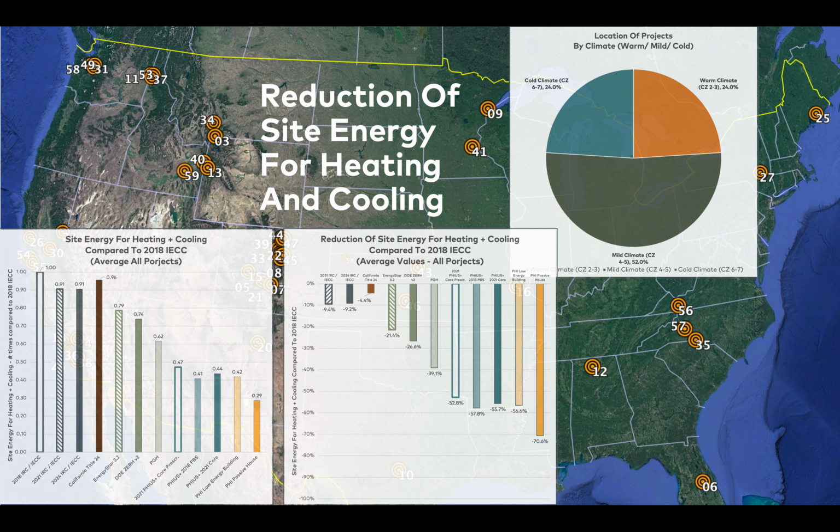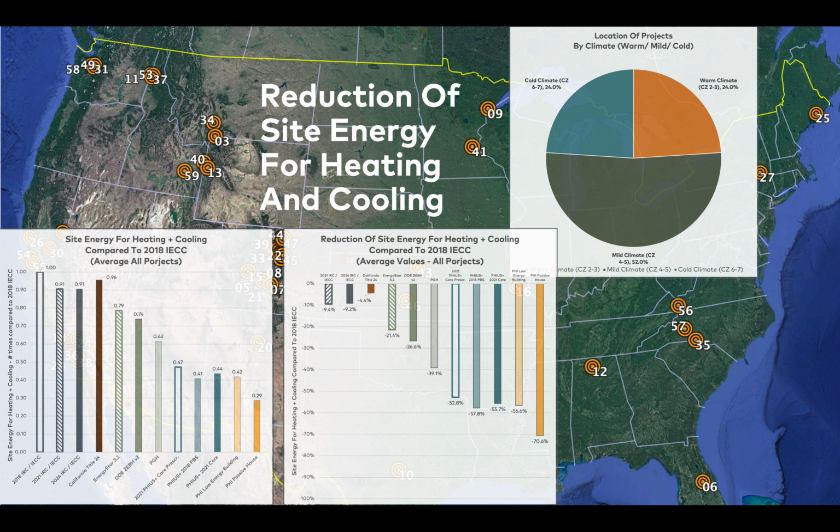Benchmarking the performance against the 2018 IECC. So the graph on the left shows if I have 1 unit of energy loss for heating and cooling for the 2018 code, you see that PHI Passive House is at 0.29, so about 70% less, as we just saw. The other passive standards are about 0.4, 0.45.